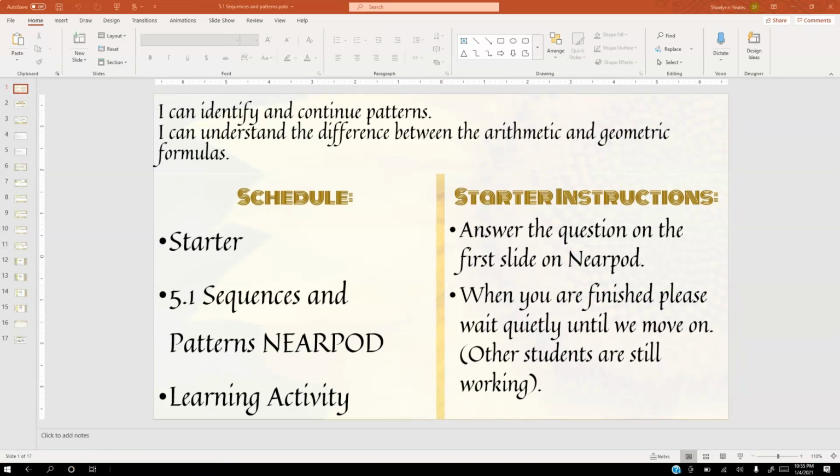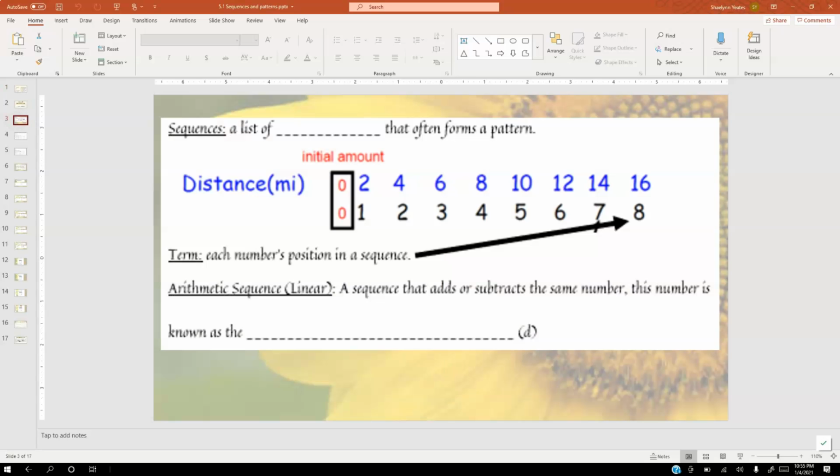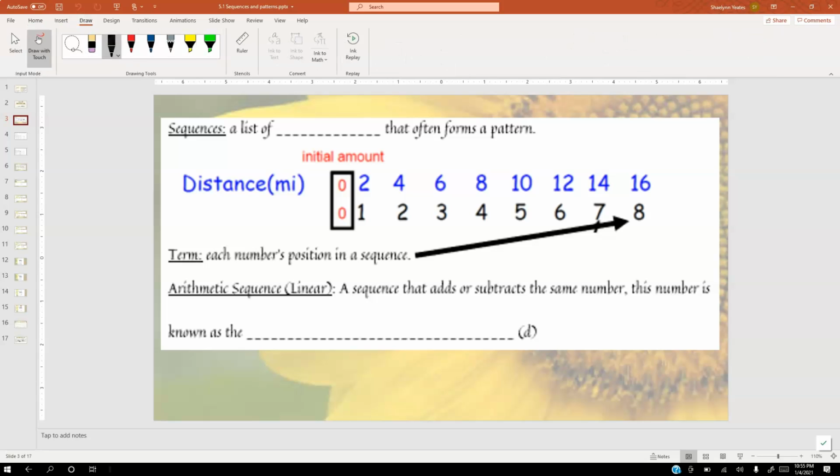All right, so today what we are focusing on is we are going to identify and continue patterns. So we're going to be looking at patterns of numbers. And we're going to understand the difference between an arithmetic and a geometric sequence and their formulas as well. So, a sequence is a list of numbers, generally numbers, that often forms a pattern.